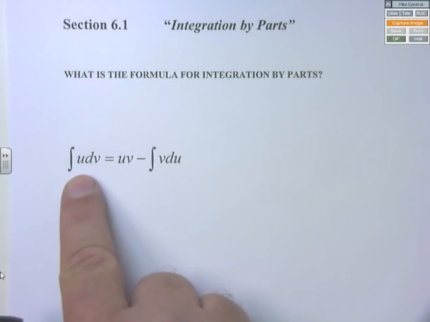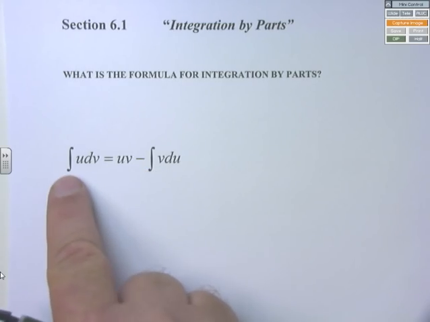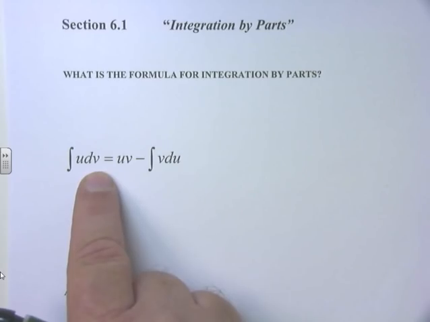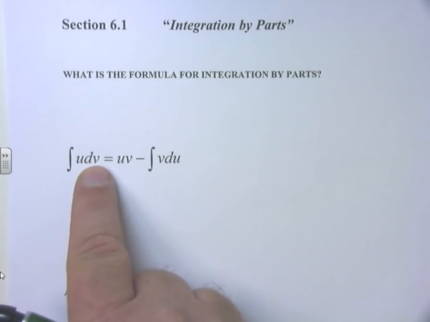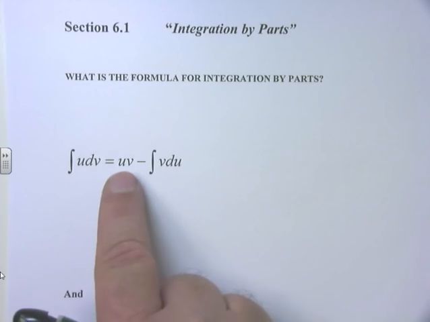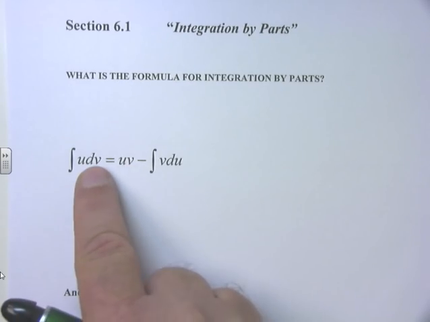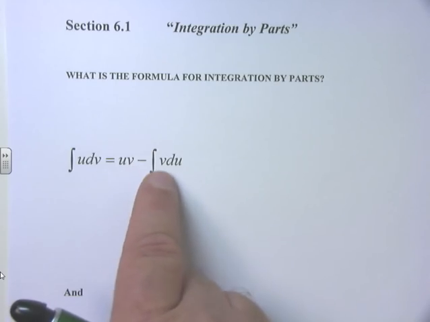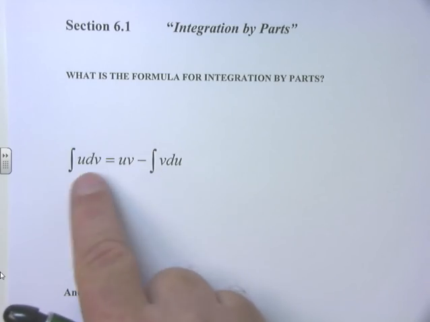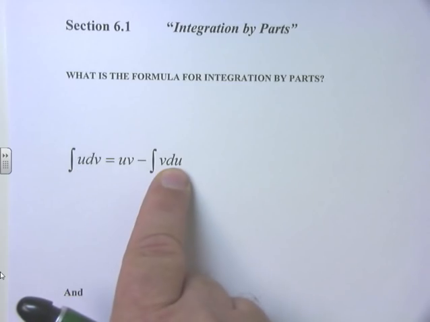Now, here's the whole idea. You're given a problem with an integral, and you're going to look at it as two parts, a u part and a dv part. You're going to figure out what u is. You're going to take the dv and figure out what v is. You're going to subtract the integral of the v part times whatever u was. You'll take the derivative of u, and that'll be du.